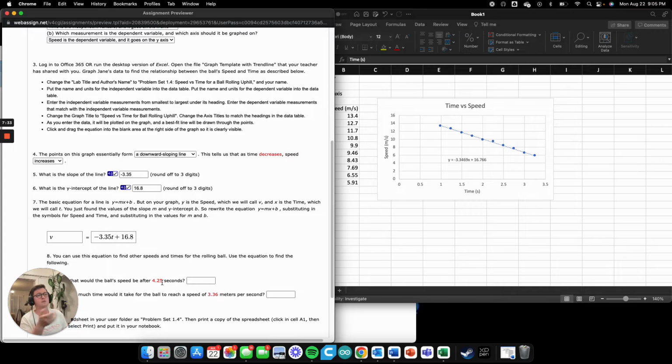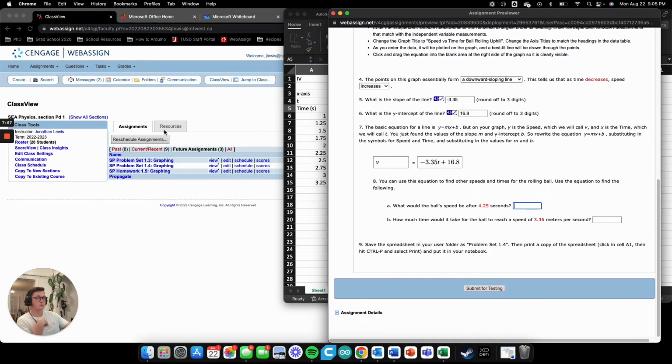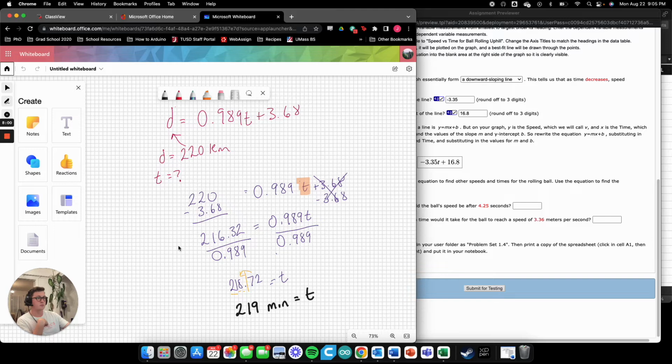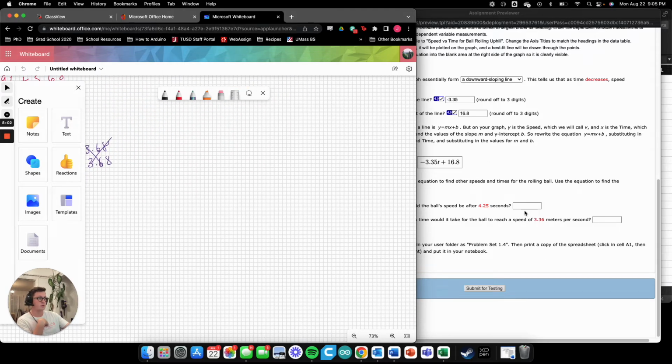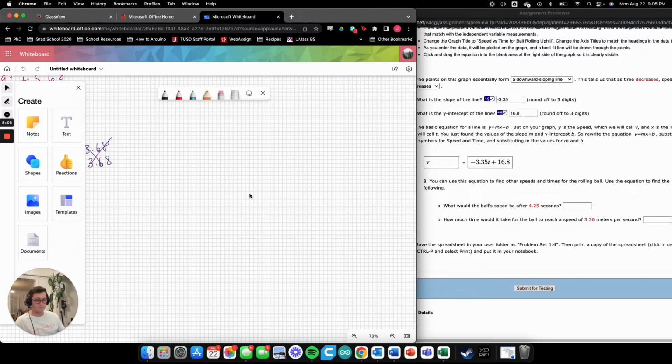So we can use this equation to find the speed of the ball at any other point in time. So what if we say at 4.25 seconds? What we're going to do is take the time of 4.25 seconds and plug it into this equation. Okay, so I'm just going to drag this over here. Let me get a little notepad so I can draw this out. Alright, so here's this, here's that. Let's do it.